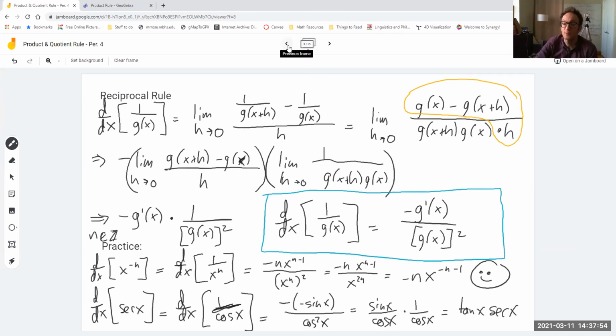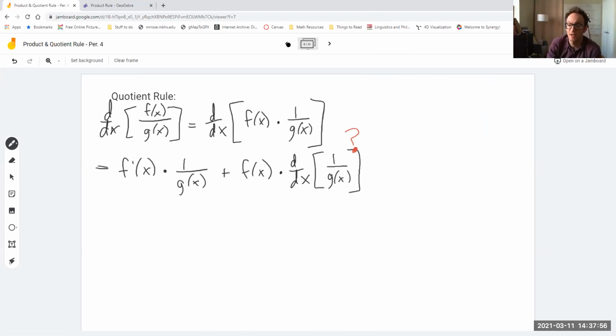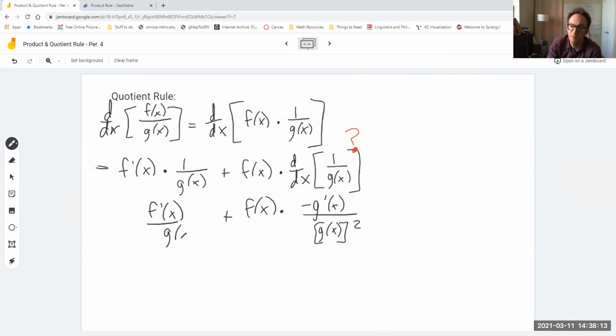All right, what did we do this for, however? We did this for this spot right now, right? We did this because we wanted to know what the derivative of 1 over g is. And well, now we know. It's the opposite of the derivative of g over g squared. And so here is where I am right now with this quotient rule thing.